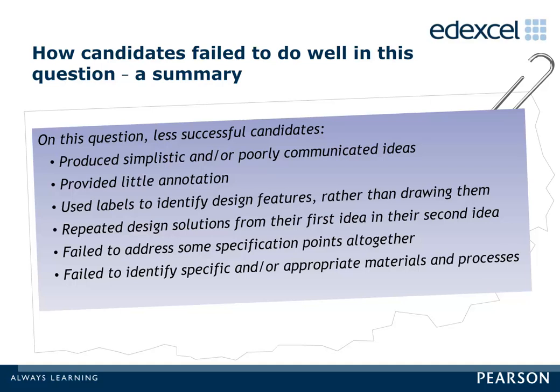How candidates failed to do well in this question. A summary. On this question, less successful candidates provided simplistic and/or poorly communicated ideas, provided little annotation, used labels to identify design features rather than drawing them, repeated design solutions from their first idea in their second idea, failed to address some specification points altogether, failed to identify specific and/or appropriate materials and processes.